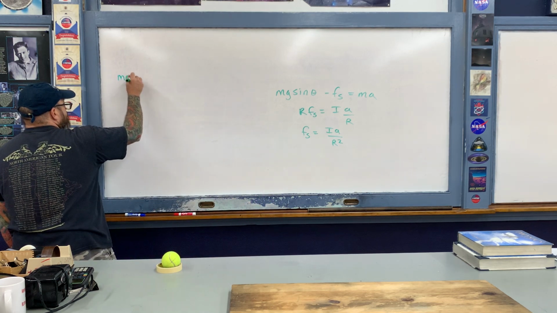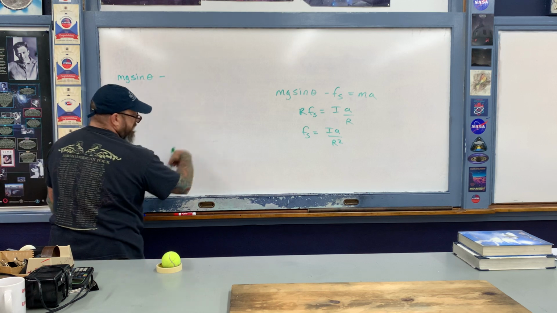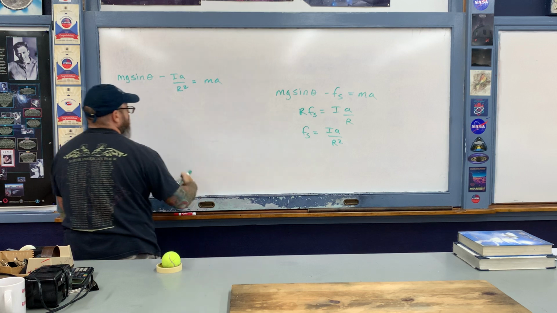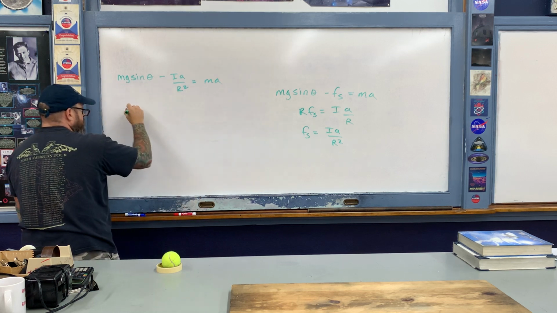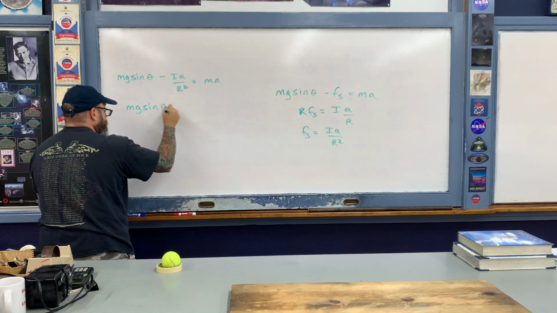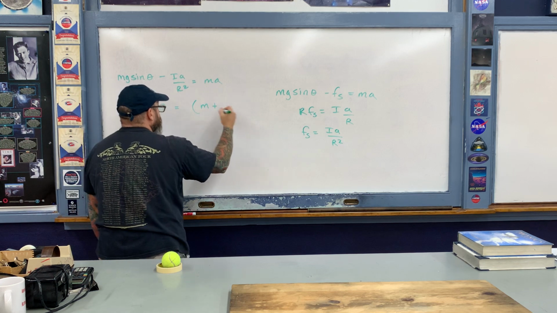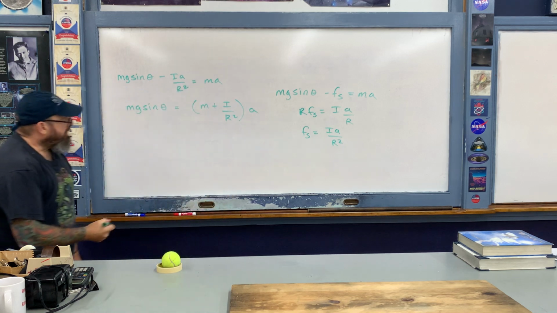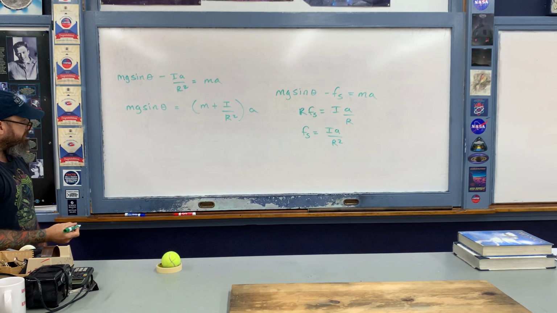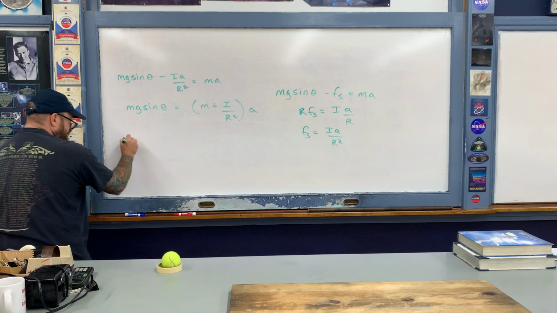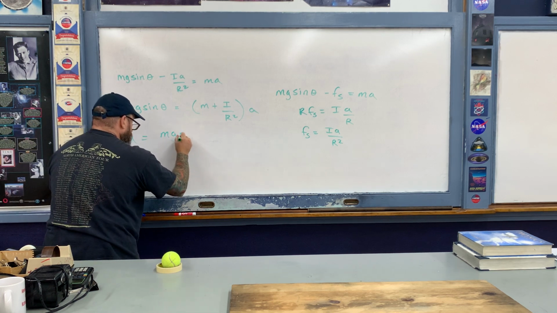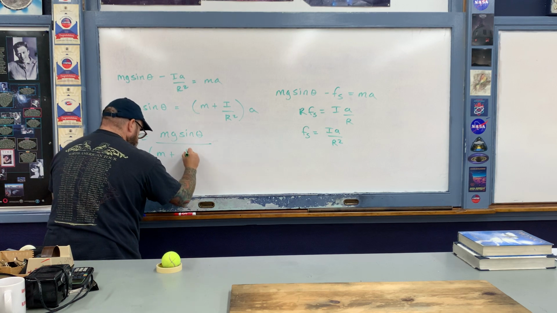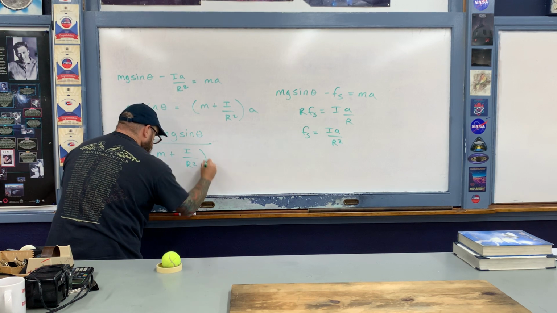Okay, so mg sine theta, and then minus the force of static friction equals ma. Move this term to the other side. Do a little bit of factoring here as we go, like this. And then divide the parentheses, the denominator, to the other side to get the acceleration A by itself. Okay, that then gives us this. Like so.